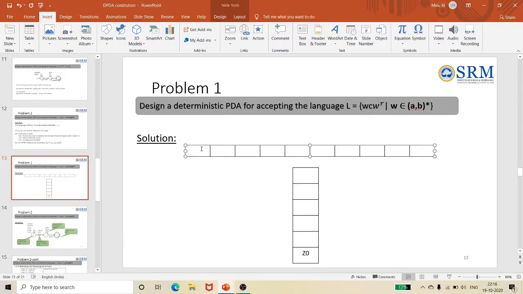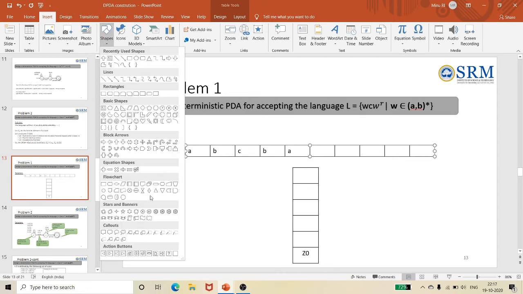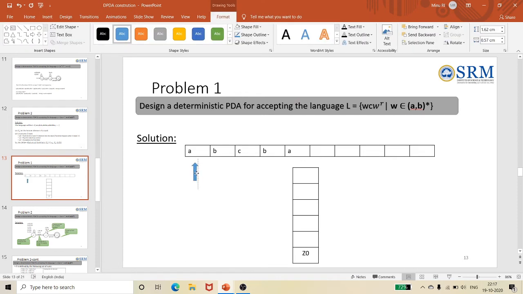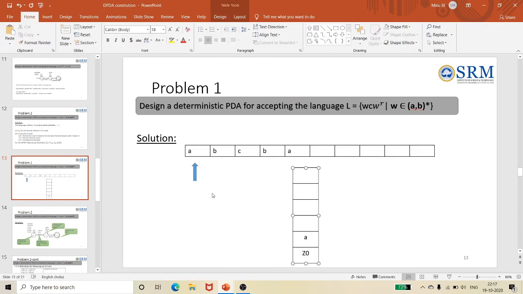For example, if I have a string like A, B, center C, then B, A, how can you think of it? Okay, I can push all: for a single A there is an A at the end, and for a single B there is a B at the end. So simple knowledge. When I am reading an A, push that A into the stack. Again I am reading a B, push the B into the stack.